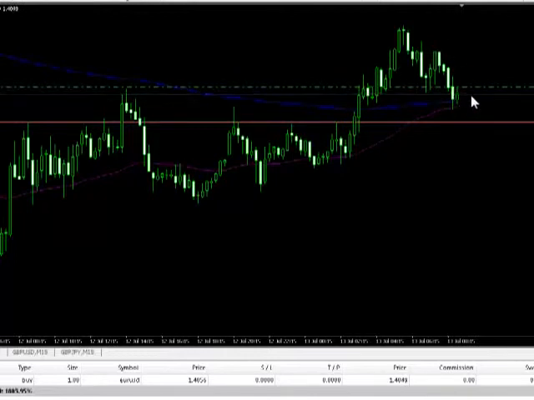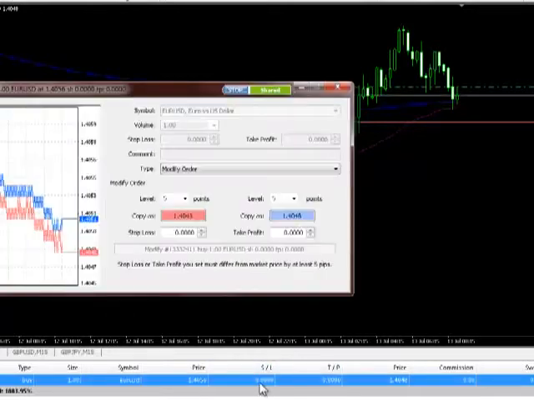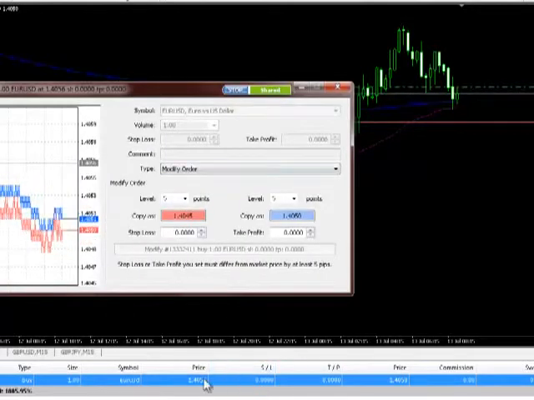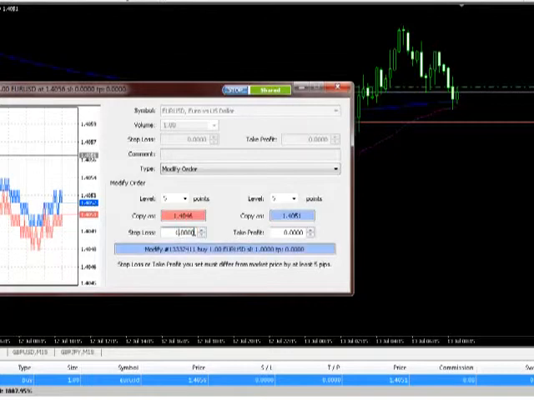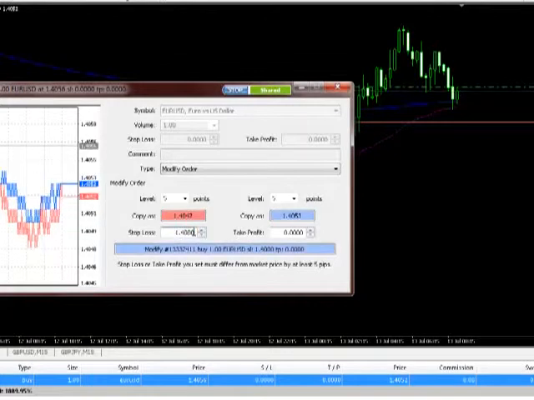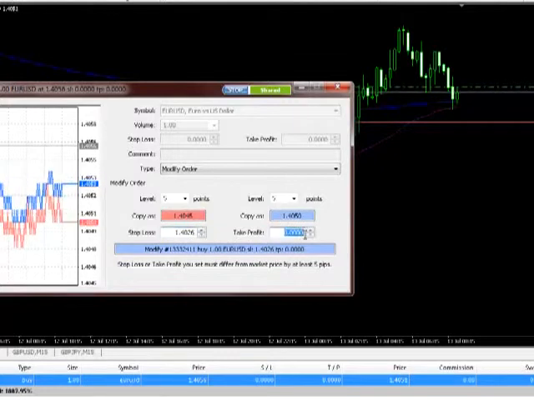Very good entry point right here. Okay, let's go ahead and enter our stop loss. Our position got filled at 1.4056, so the stop loss would be 1.4026, and our take profit will be 1.4086.